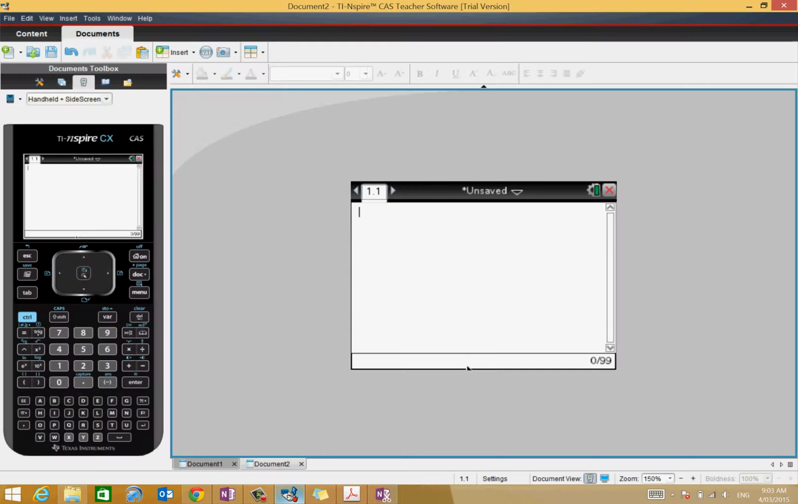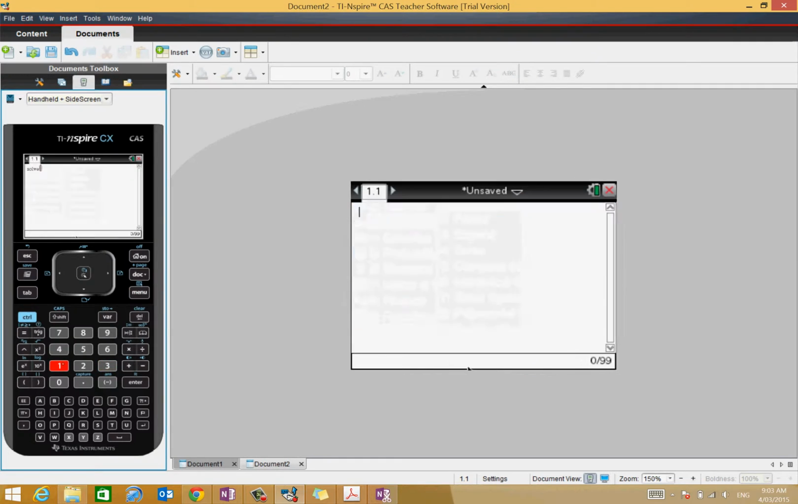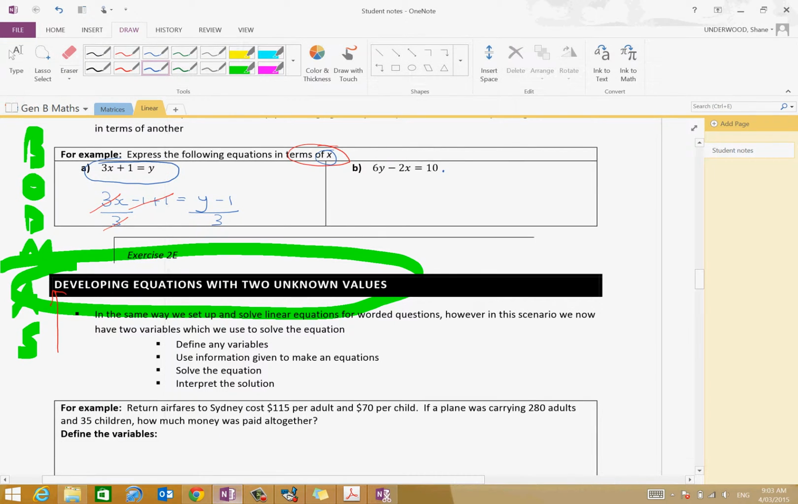Now how do I do that in the CAS? Well, I go to menu, 3, 1, and I go solve. And what am I solving? I'm solving 3x plus 1 is equal to y, with respect to x. So the calculator can do that.